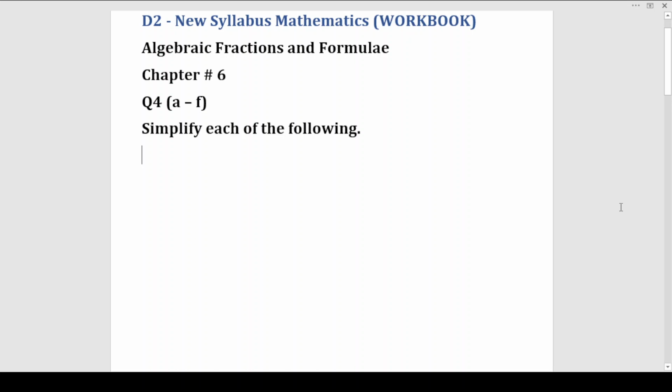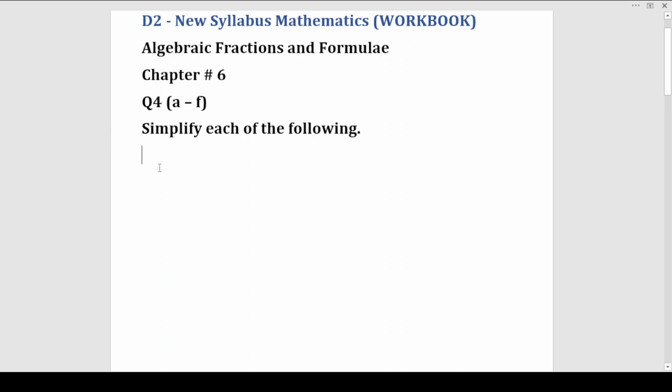Assalamualaikum. Today we will discuss chapter number 6 of book D2. The name of the chapter is Algebraic Fractions and Formulae. We'll discuss question number 4. Try to complete parts A to F in this session. The first question is: simplify each of the following.